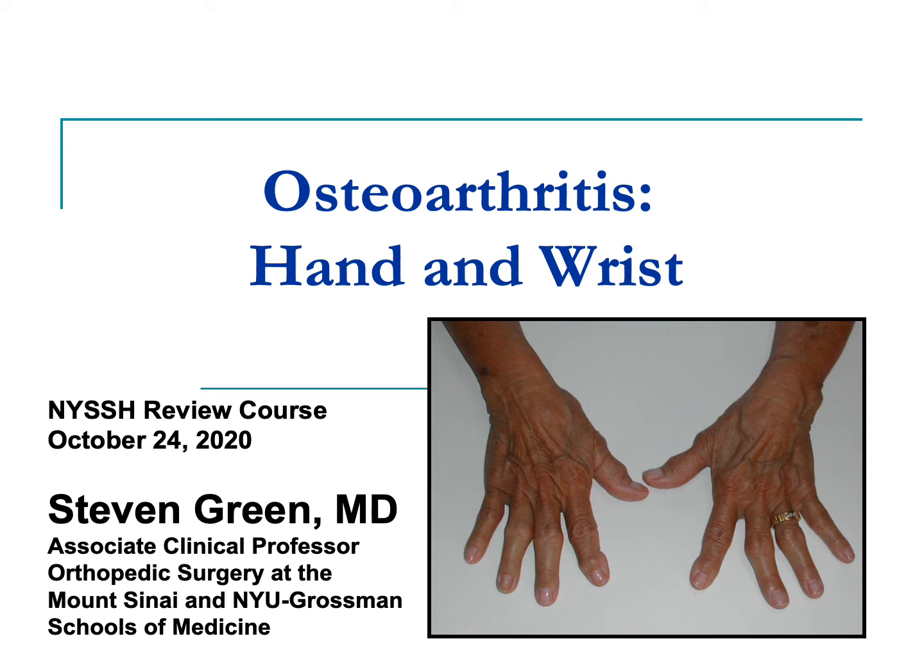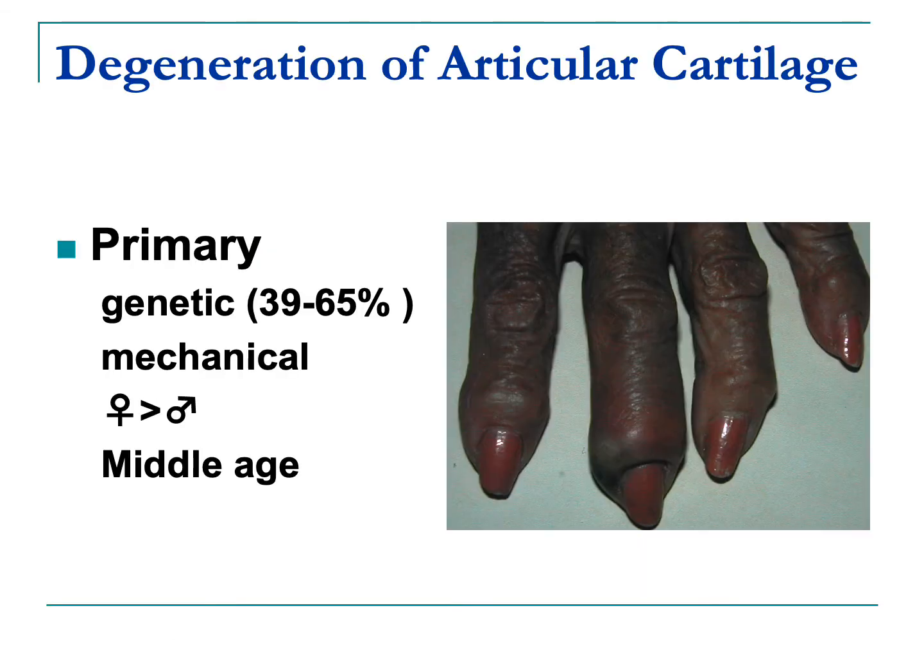Today I'm going to be talking about a subject which is very common to us hand surgeons, and not a day goes by when I'm seeing patients that several do not present with the problems of osteoarthritis either affecting their hand or their wrist. We separate osteoarthritis into two major categories, primary and secondary.